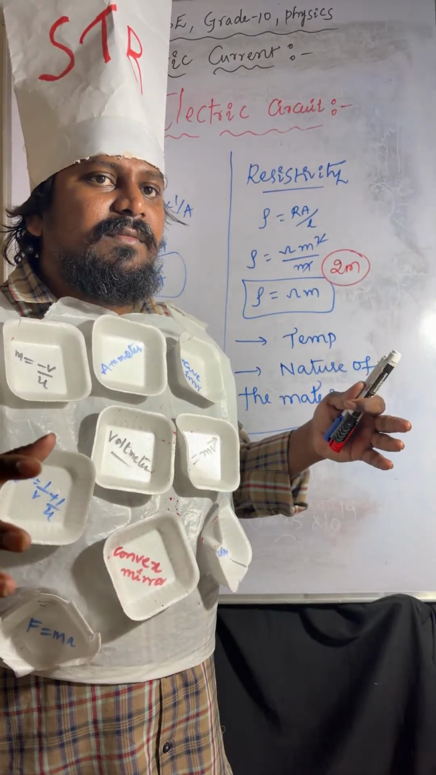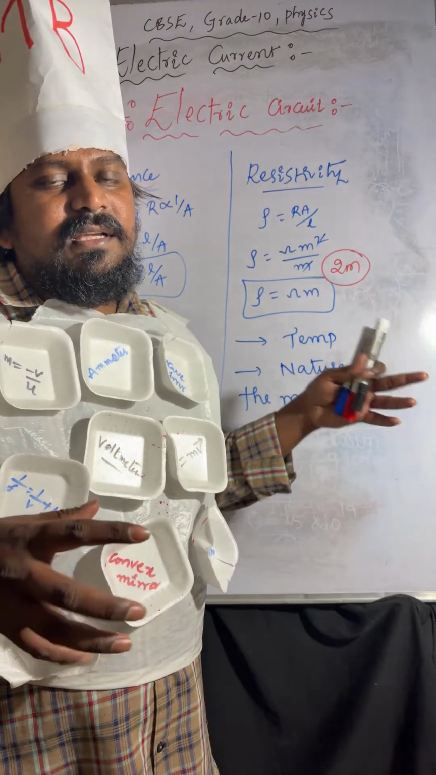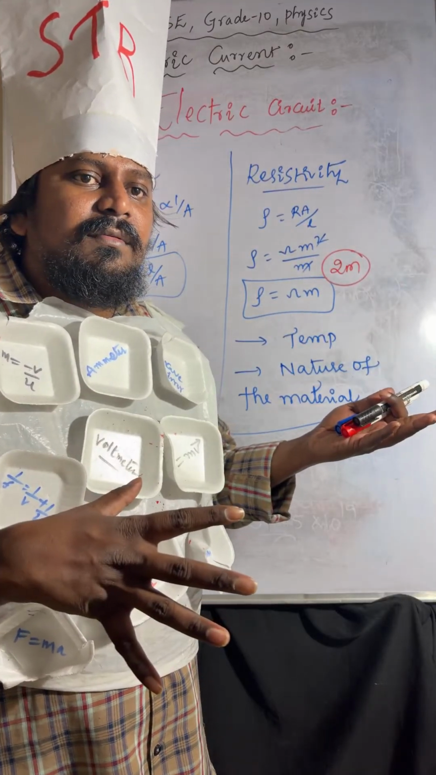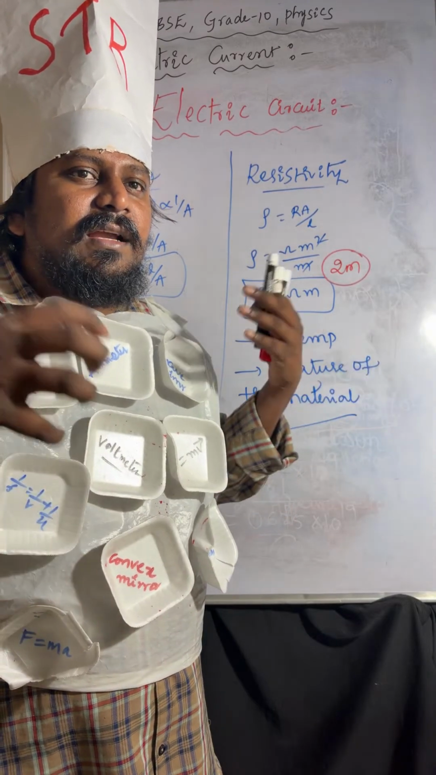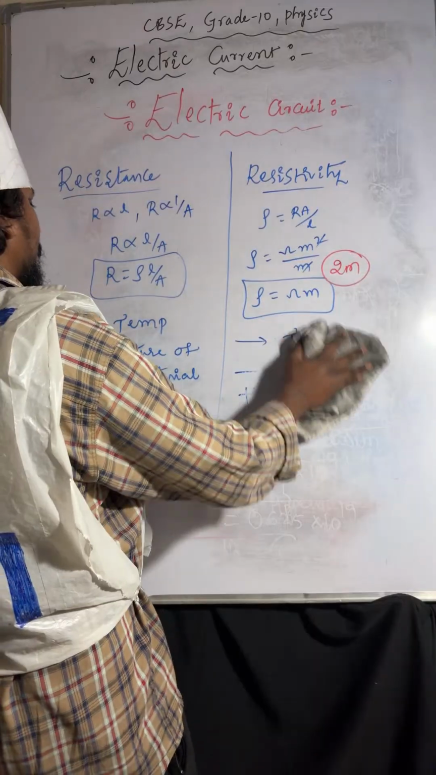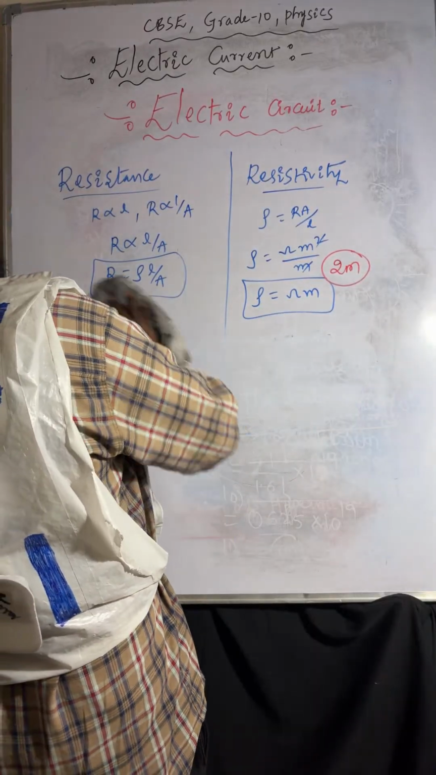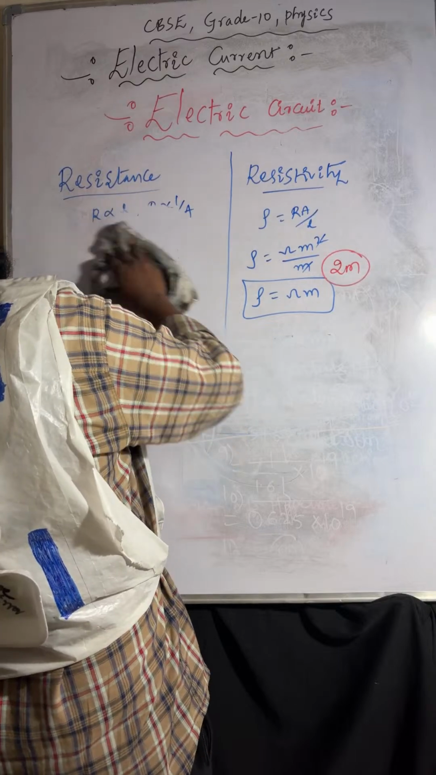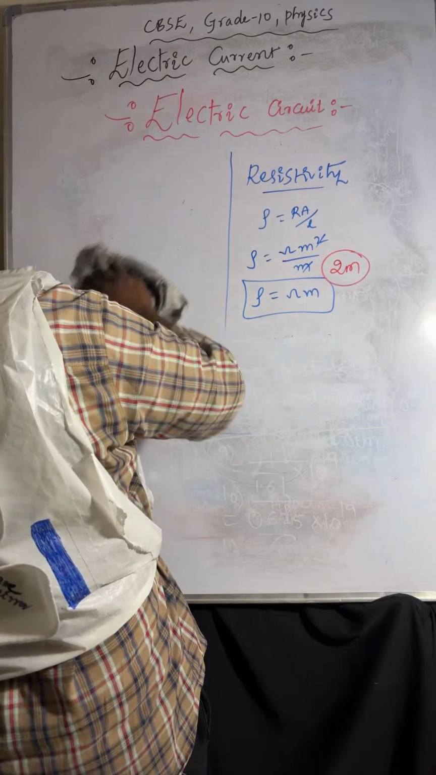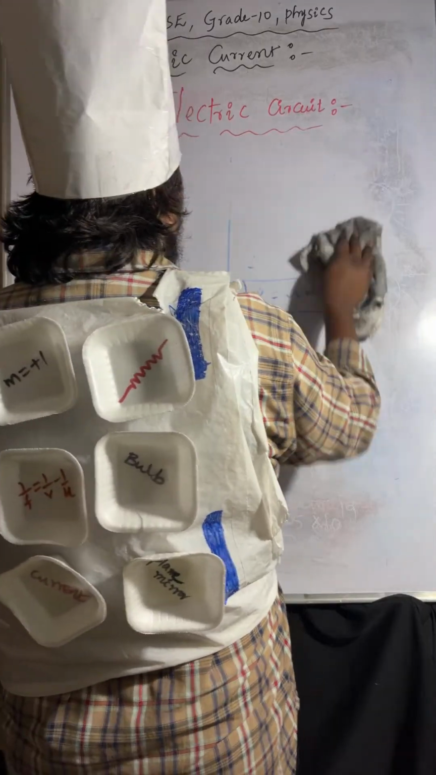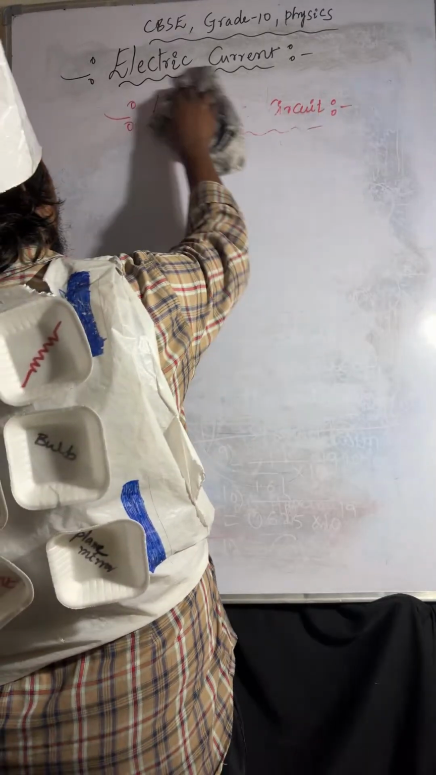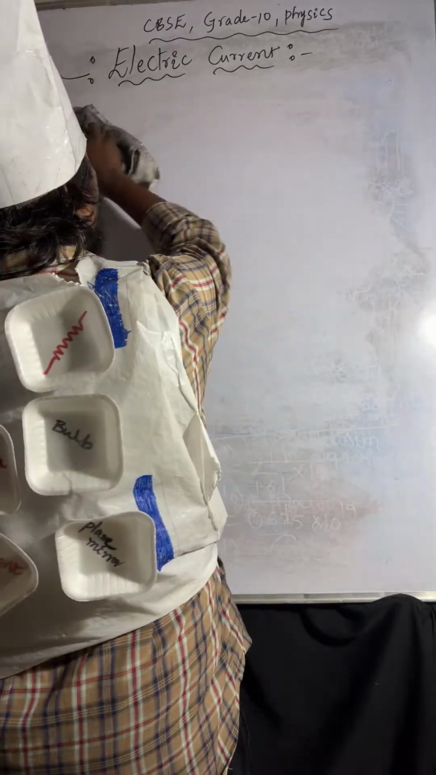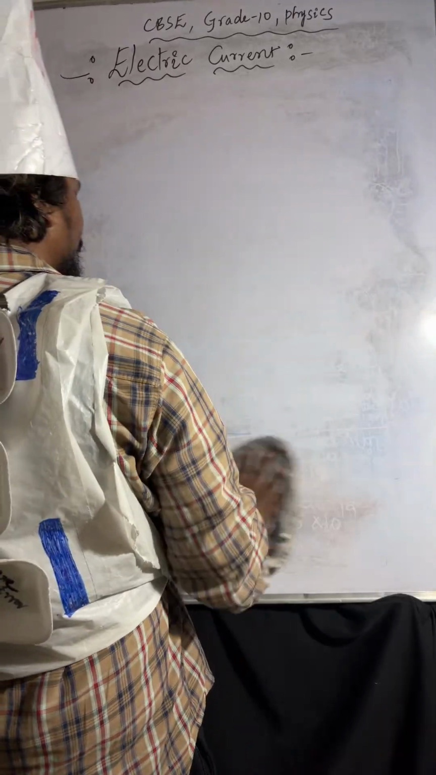Now we will discuss, so this was about resistance and resistivity. Now we will discuss resistors connected in series combination. Check once. Resistors are connected in series combination.